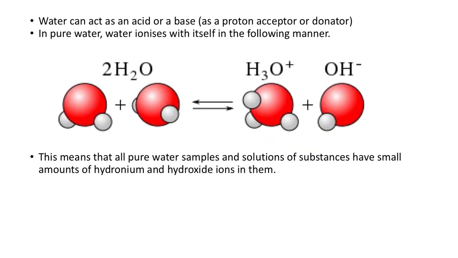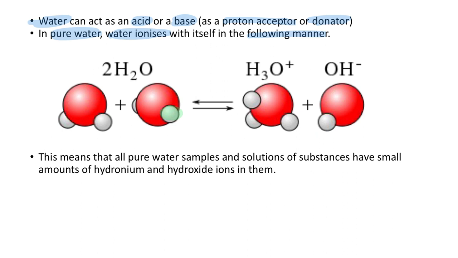So water can act as an acid or a base. We've dealt with this before. It can either be a proton acceptor or a donator. In pure water, so that's just a whole bunch of water molecules, water can ionize with itself in the following manner, where one of these hydrogens is transferred across from one to another, and you end up with H3O+ and an OH-. So it ionizes with itself, which is called self-ionization. And so this one travels to this one, making this and leaving this behind.